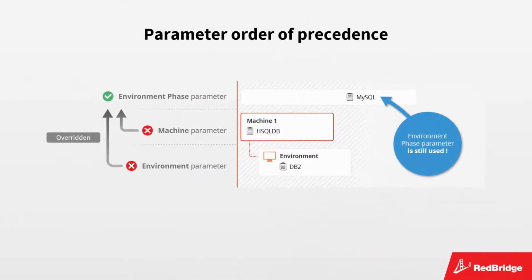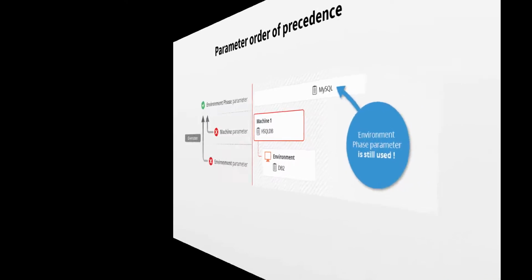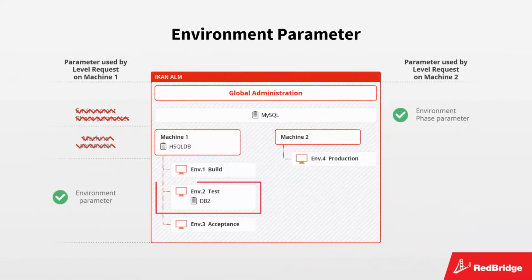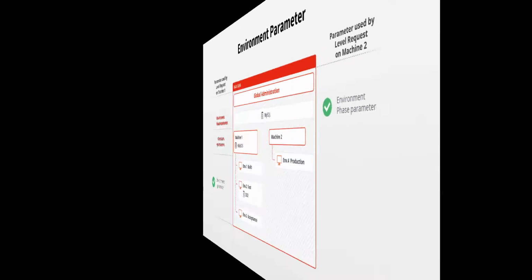Parameters can be refined even further by defining their value on environment level. Here the same principle applies as for the machine parameters. The environment parameters are also overridden by the environment phase parameters, unless you specify them the way we just explained for the machine parameters. In our example, the test environment uses a different database type.